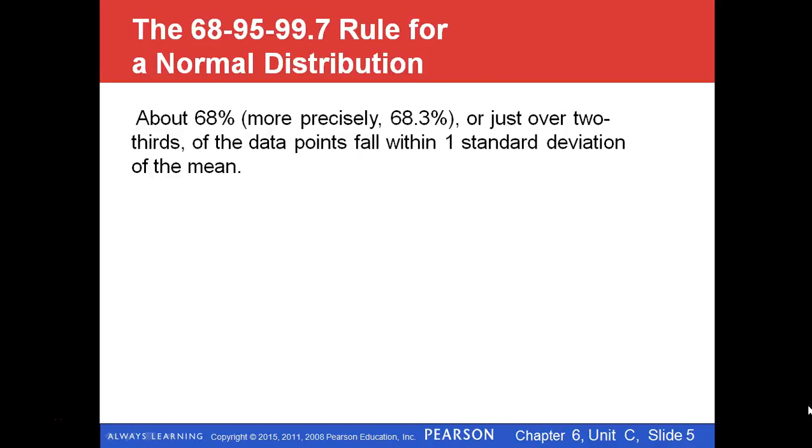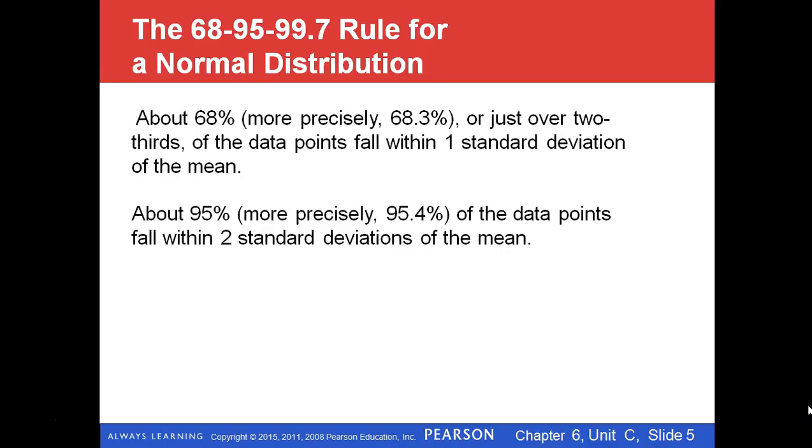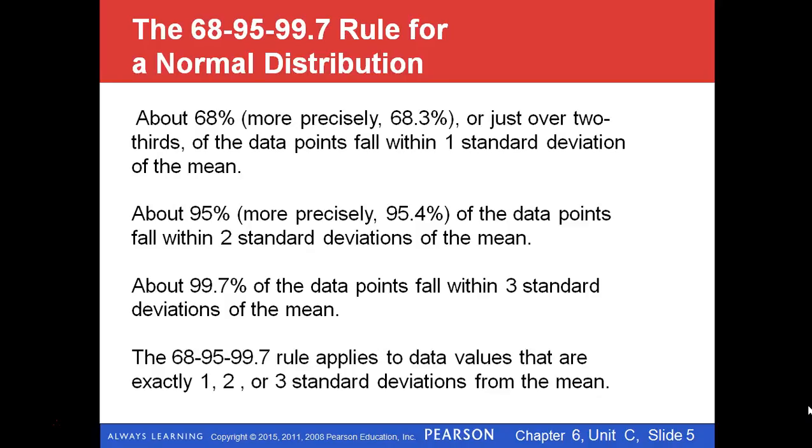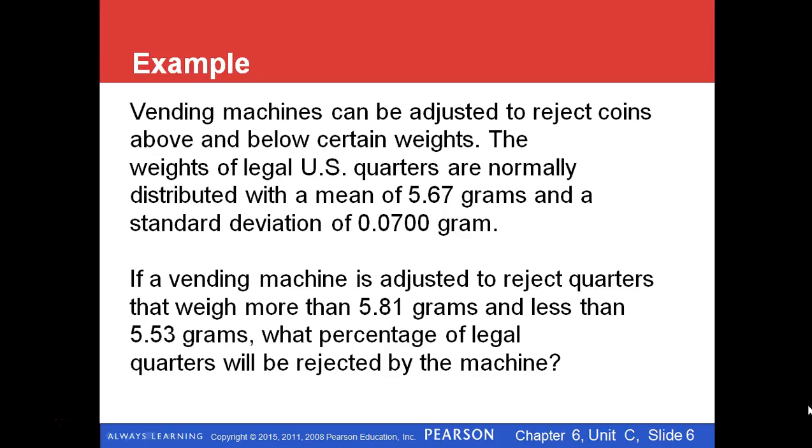So 68% of your data set falls within one standard deviation, from negative one to positive one. 95% falls within two standard deviations. So within two standard deviations, both up and down, 95% of the data falls within those two values. 99.7% of the data points fall within three standard deviations of the mean. You can only use this rule when you're talking about exactly 1, 2, or 3 standard deviations away from the mean. An example of this would be a vending machine.